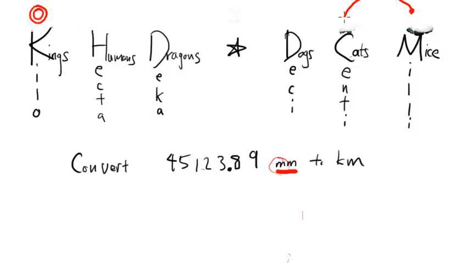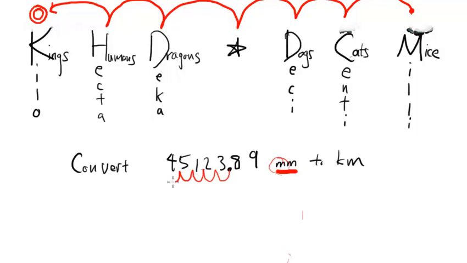So let's see. How many jumps? 1, 2, 3, 4, 5, and 6 spots. Which direction? To the left. So let's do this. 1, 2, 3, 4, 5, and 6. So I'm going to have to put a 0 right there and put my dot down. So check it out.